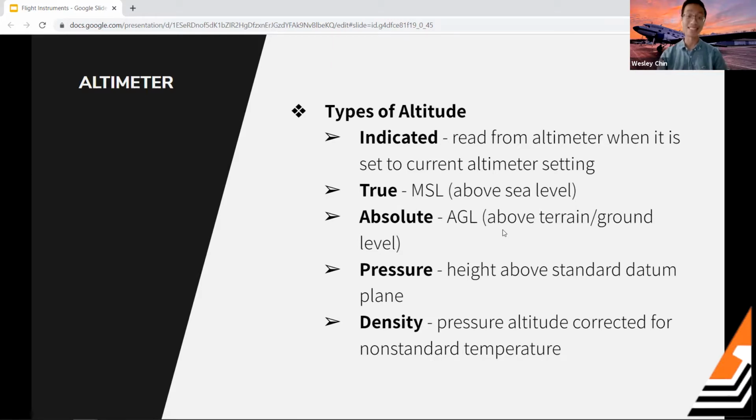Then finally is density altitude. This is pressure altitude corrected for non-standard temperature. Density altitude is directly related to your aircraft's performance, right? So with a higher density altitude, you're going to have a decrease in performance of your aircraft.